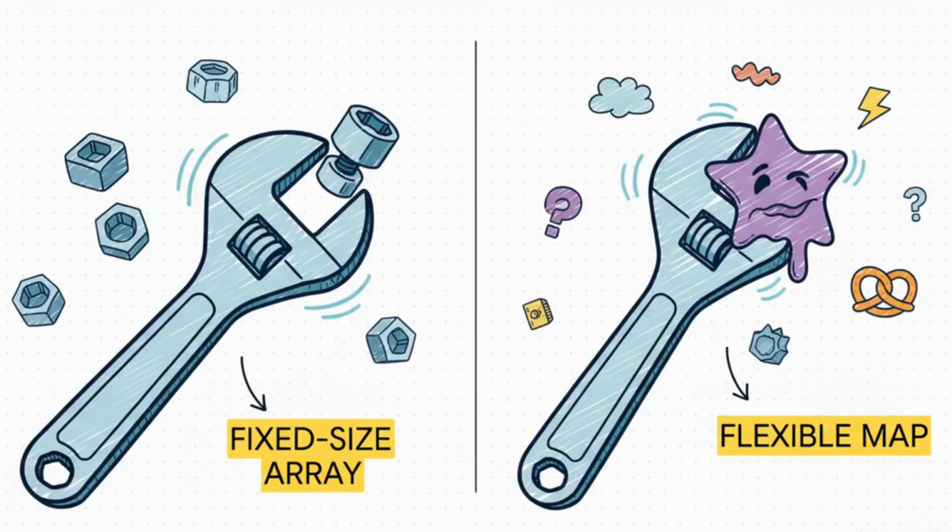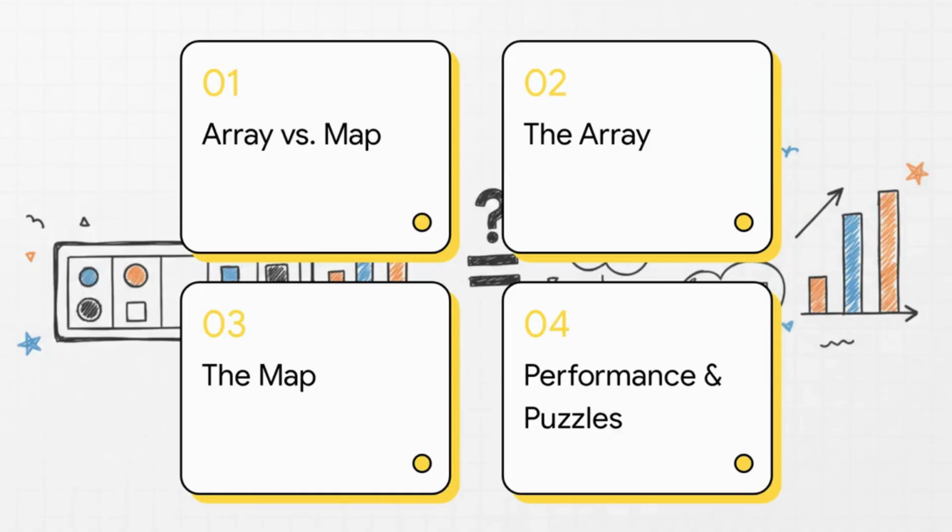So in Java, you've got two main tools in your toolkit for this job. You've got the fixed-sized array and you've got the flexible HashMap. I love this analogy. Think of the array as a specialized socket set. Every socket fits one size nut perfectly. It's incredibly fast and efficient for that one job. The HashMap, that's your adjustable wrench. It might be a little clunkier, a little slower, but man, it can handle almost any nut you throw at it. Total flexibility.